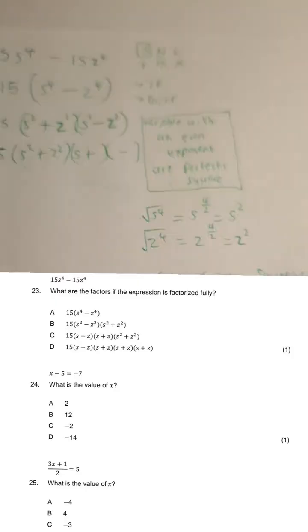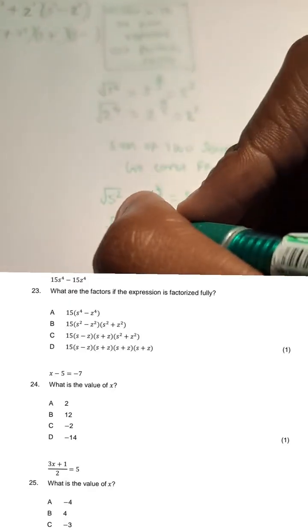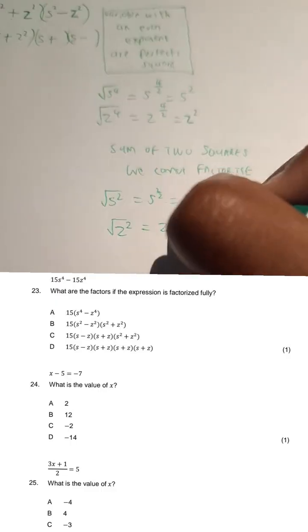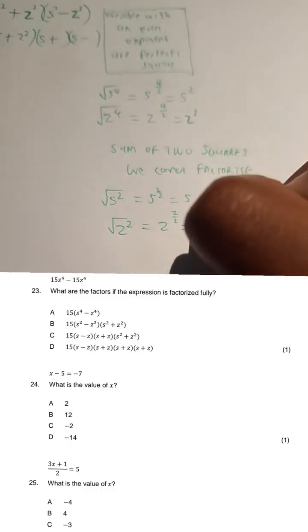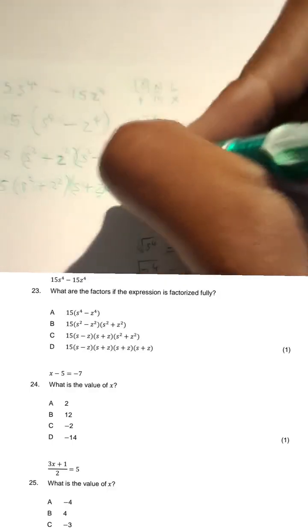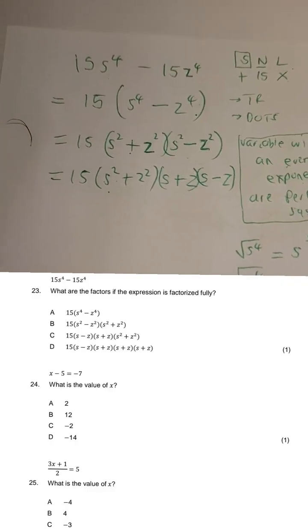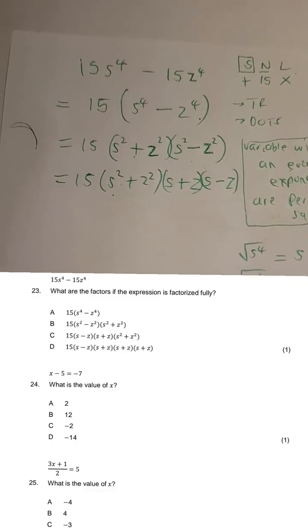So that is s. We write s and s there. What is the square root of z squared? That's like saying z to the power 2 over 2, which is z. So we can write there z and z. Or as the Americans say, z and z. All right? Okay, thank you so much, guys.